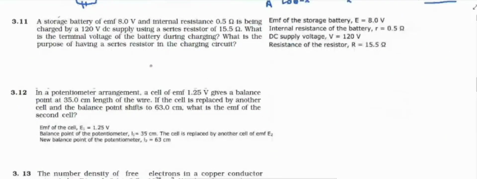Now come to question 11. Storage battery EMF 8 volt and a charging cell of 120 volt. Internal resistance of the battery is 0.5 ohm. Resistance of the resistor R is, means a series resistor is connected. So first you have to understand the circuit. So here there is a cell.